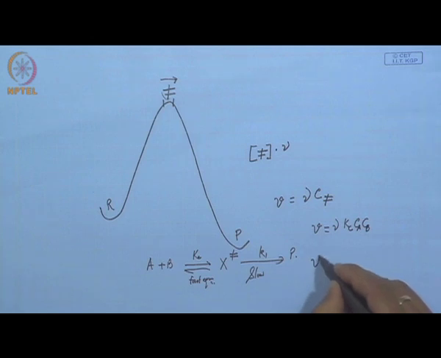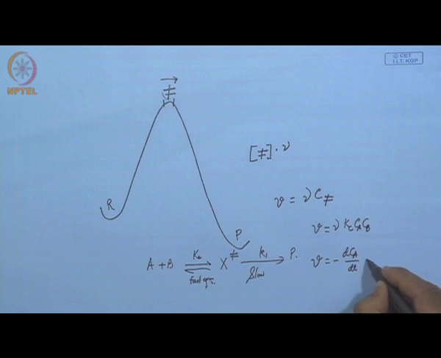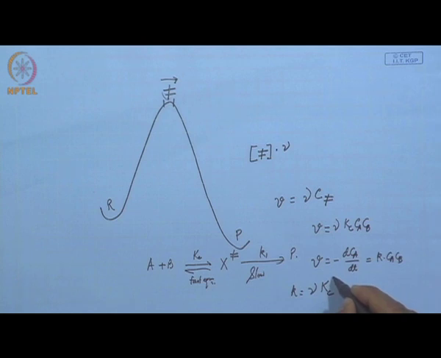Okay. And we know that V is equal to minus dCa/dt, which is equal to K times Ca Cb. Therefore, we can write the rate constant K is equal to nu times Kc. Kc means it is basically the equilibrium constant for this activated complex formation, so you can also put a double dagger on Kc. So, we are involving this activated complex in this equilibrium process with the reactant side.